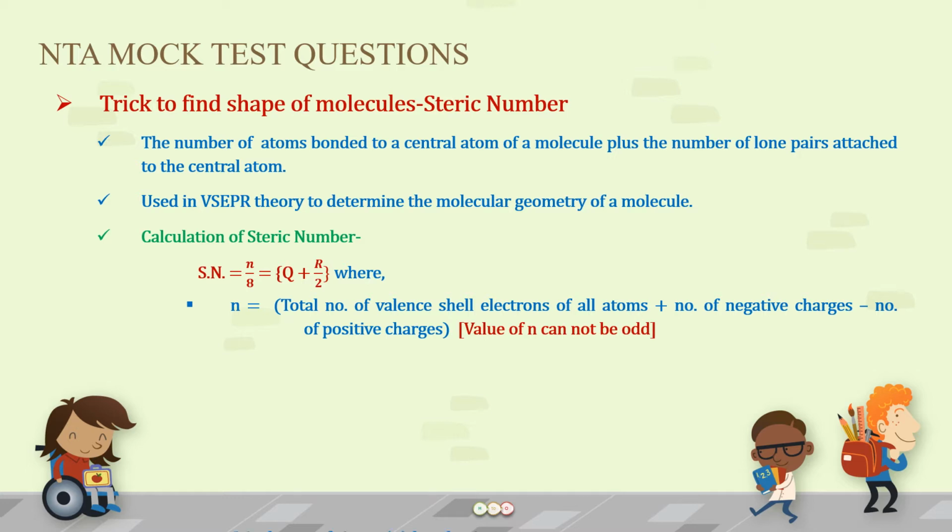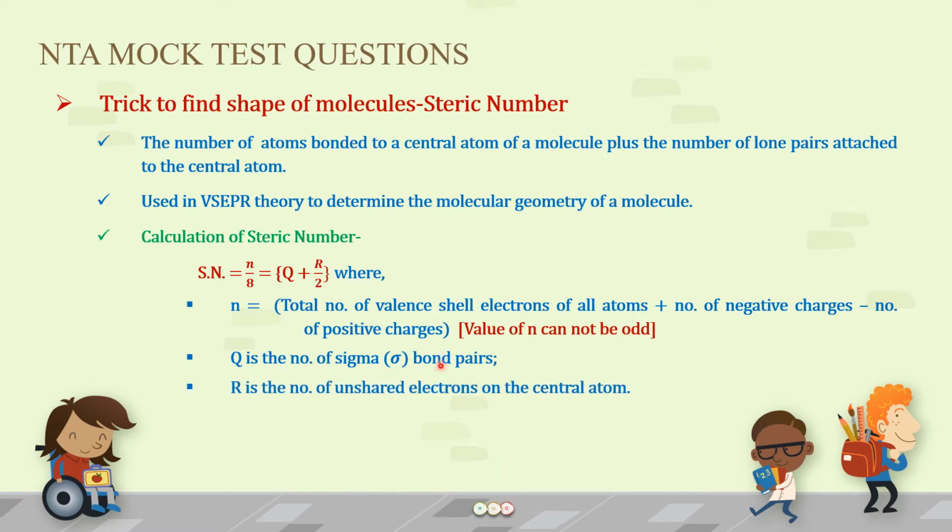Okay, and now what is Q over here? Well, Q is the number of bonded pair of electrons, and what is R? This is the number of unshared electrons on the central atom, and if you divide this by 2, this will give you the lone pair of electrons. So the number of bonded pairs plus the number of lone pairs, the sum total of these two, is again equal to the steric number, and from the steric number you can tell the hybridization of the molecule.